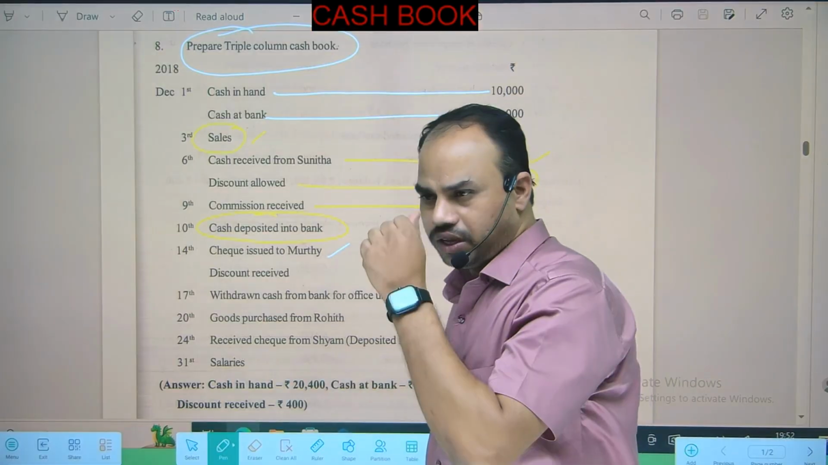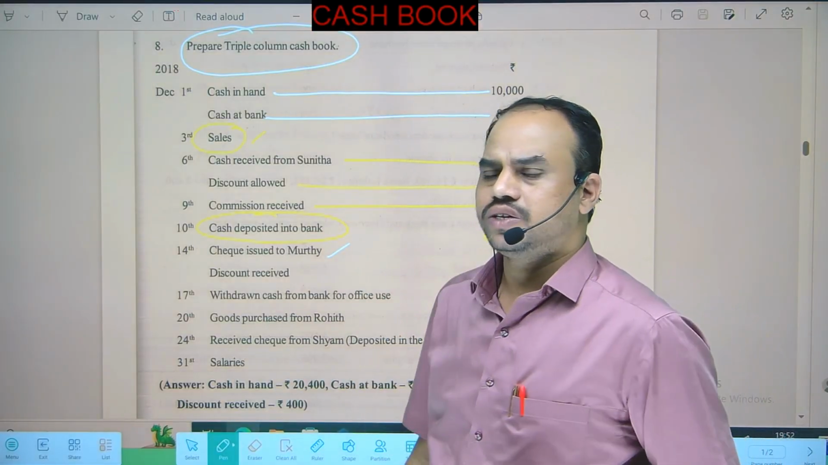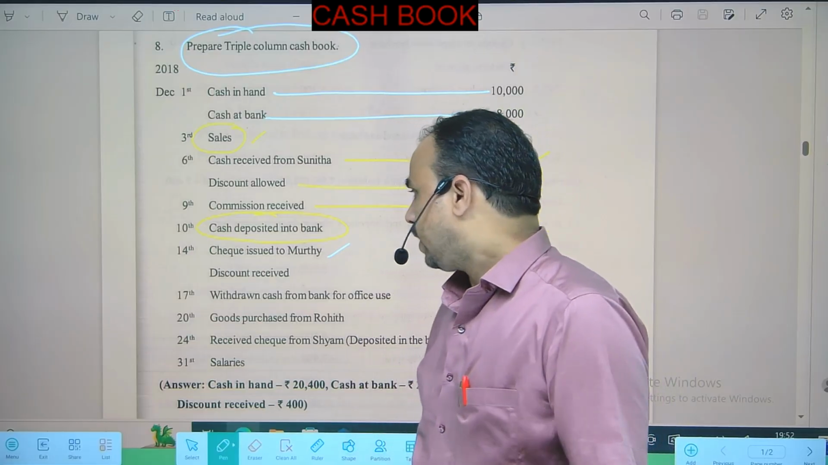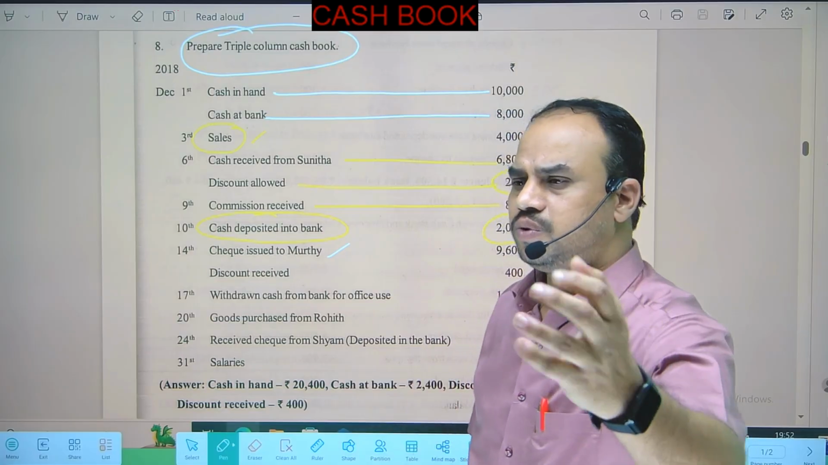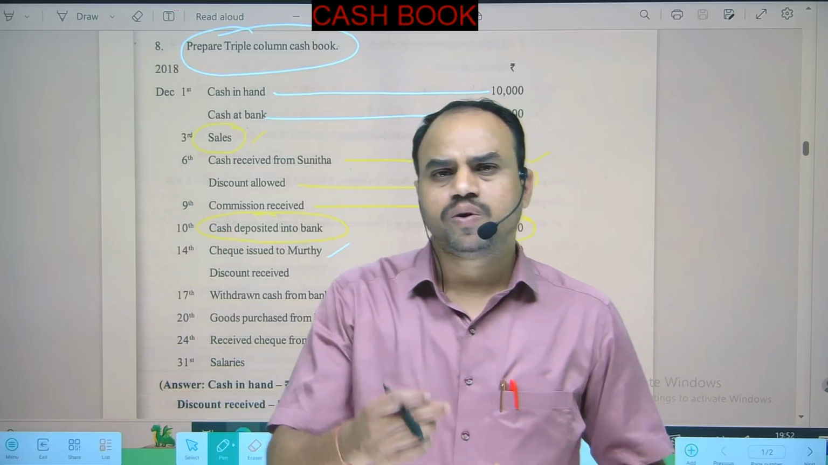Check issued to Murthy. Business has given one check to Murthy. Check issued to Murthy means the business has given one check to Murthy. What is the meaning of check? Check means I am liable to pay some amount to Murthy.